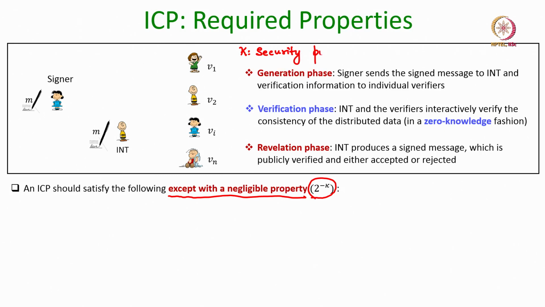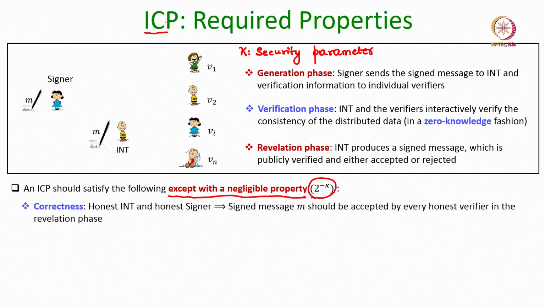So, we can set the security parameter depending upon how much error we want to tolerate, and that will determine the size of the field over which the computations have to be performed while deploying or instantiating this ICP.